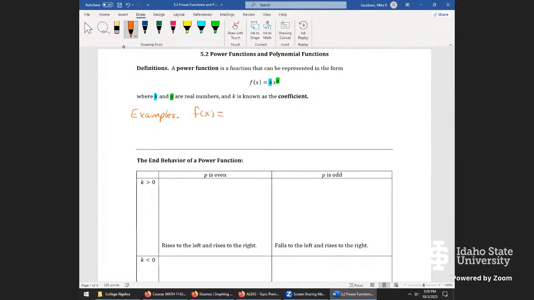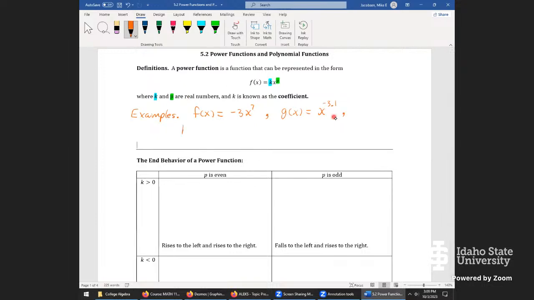So first one, let's say f of x equals negative 3 x to the power 7. That would be definitely a power function. The negative 3 is the coefficient k, and the 7 would be the exponent p. But they get a little bit wilder than that. For example, you could have a function that goes like this. g of x equals x to the power of negative 3.1. That's weird. I mean, that's an odd looking exponent for one. But as long as it's a real number, negative 3.1 is definitely real, you definitely have a power function.